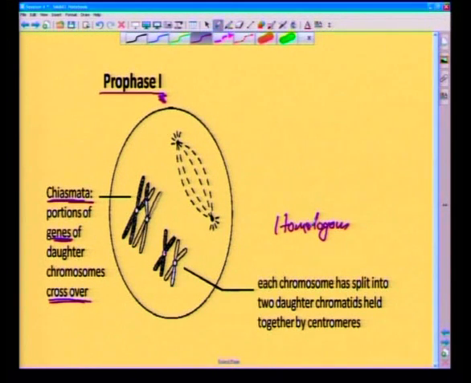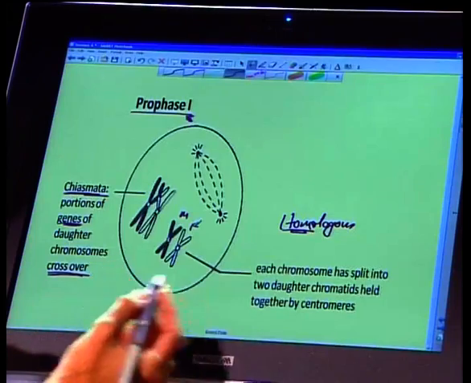Why homologous? Because homo means the same. So they are chromosomes for the same characteristic. This one would have come from your mother, and this one will come from your father. So what we've got here is this crossing over.